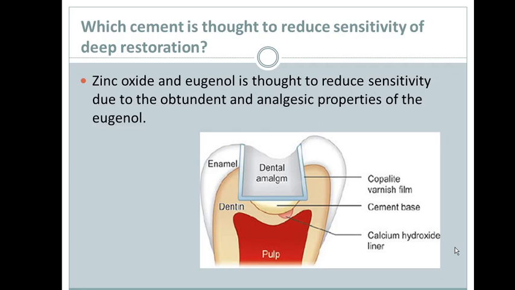So zinc oxide and eugenol is a very good base for amalgam restoration. So in deep cavities, what do we do? We put calcium hydroxide as a liner, then we have a base here, zinc oxide and eugenol, and then we put the final restoration, which is amalgam. That's why we put two, a liner and a base, in case of amalgam, especially in very deep cavities which are very close to the pulp, to prevent heat and sensitivity of the pulp.